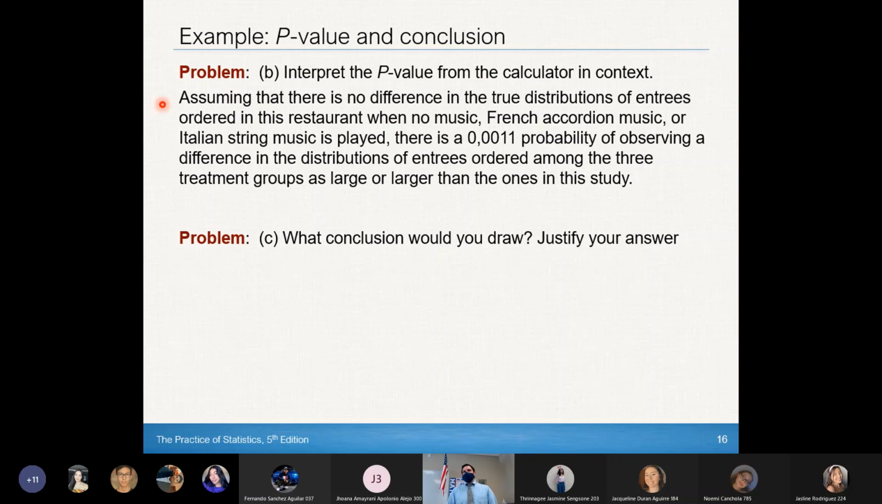Assuming that there is no difference in the true distributions of entrees ordered in this restaurant when no music, French accordion music, or Italian string music is played. So assuming the null hypothesis is true, there is a 0.0011 probability of observing a difference in the distributions of entrees ordered among the 3 treatment groups as large or larger than the ones in this study.